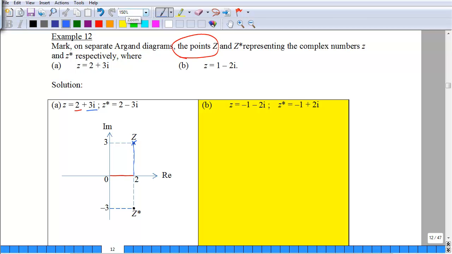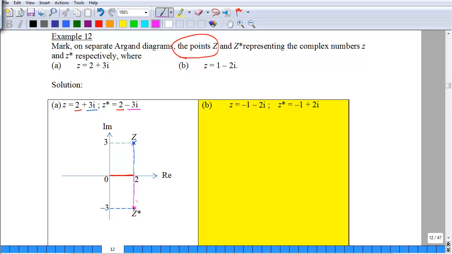So in this case, because the real part is still 2, we go 2 units in the positive real axis again, and because the imaginary part is now negative 3i, it means that from here we have to move down 3 units in the negative imaginary axis direction. So this point will represent the z conjugate.